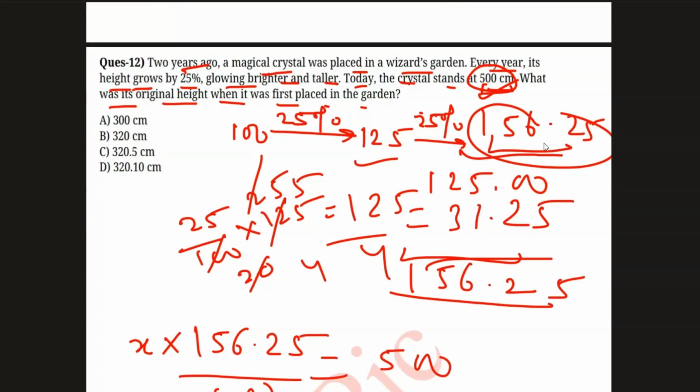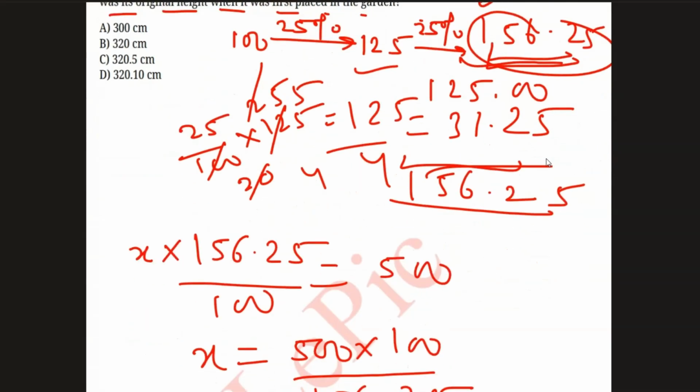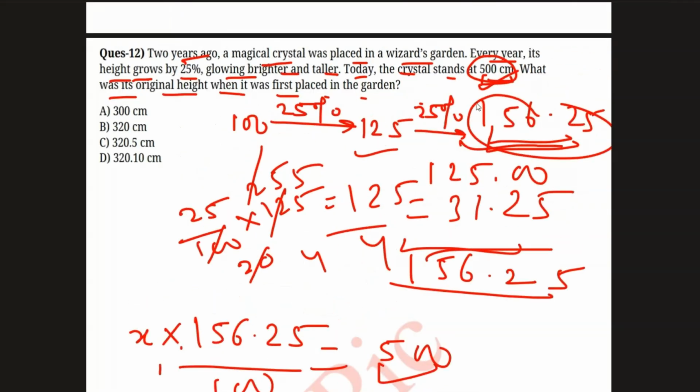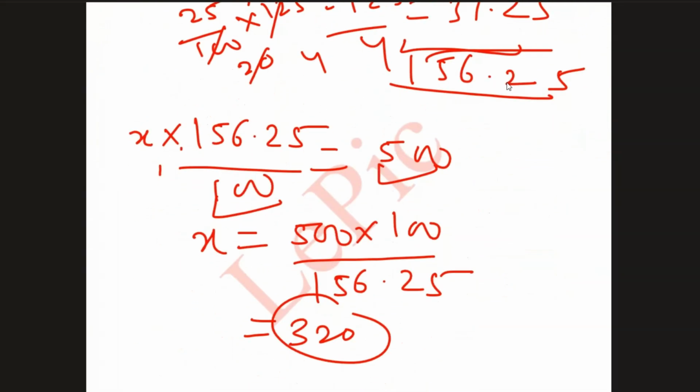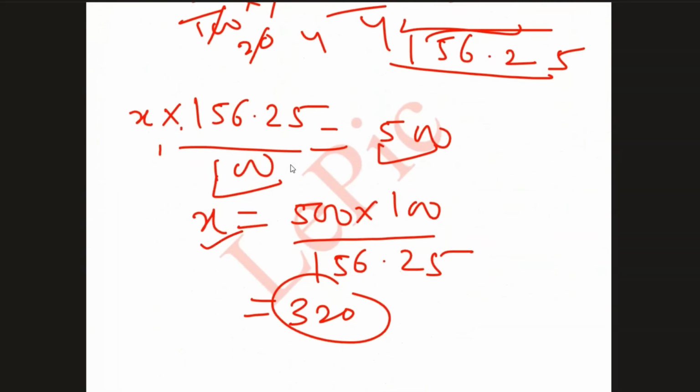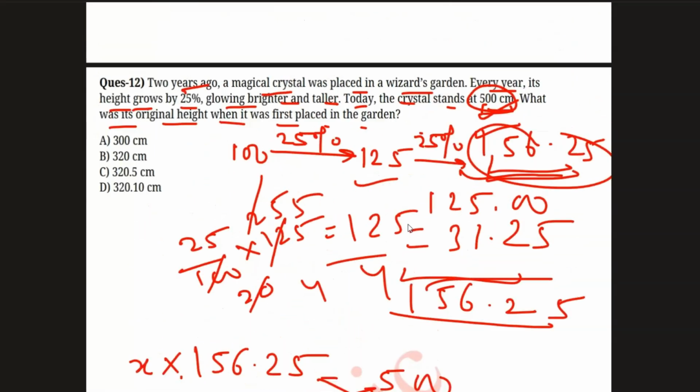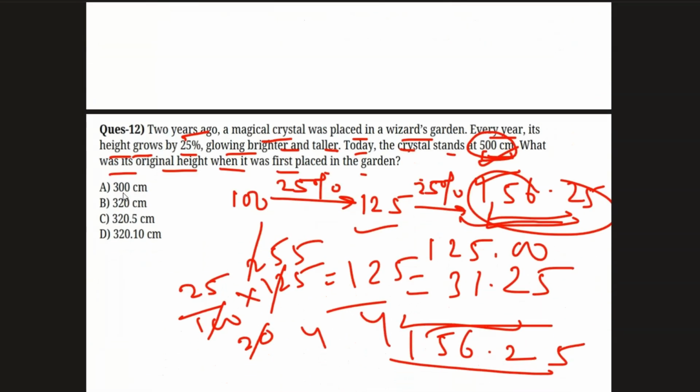There is an increment of 156.25%, which means 156.25 by 100 of x. Of means multiply. So 156.25% means 156.25 by 100 of x means multiply by x should be equal to 500, because it is given that the height is 500 now, right, after 2 years. So we have calculated the value of x by shifting it towards the right side, and we have got the value as 320. So 320 is the option B.